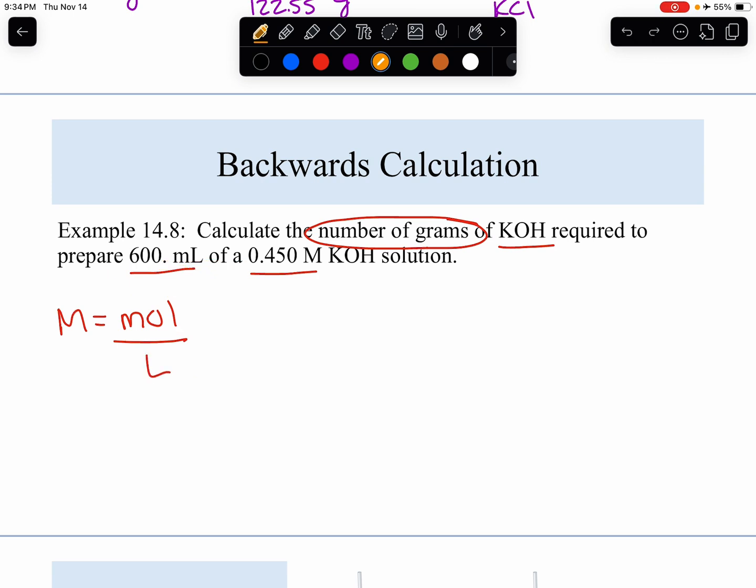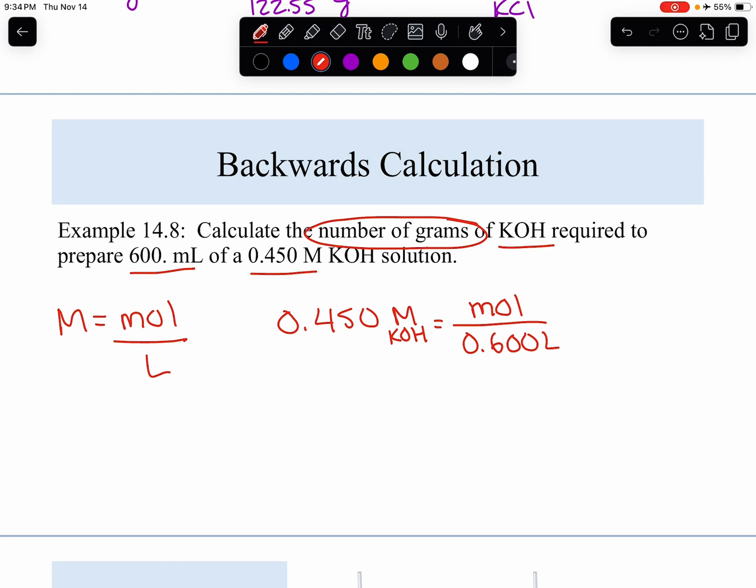I'm going to go ahead and fill that in now. So my molarity is 0.450 molarity, KOH. And I'm going to go ahead and convert that just automatically to 0.600 liters. And you guys know how to do that. And then go ahead and put moles, which is what I'm looking for. Okay, if you prefer X, you're welcome to put an X there.